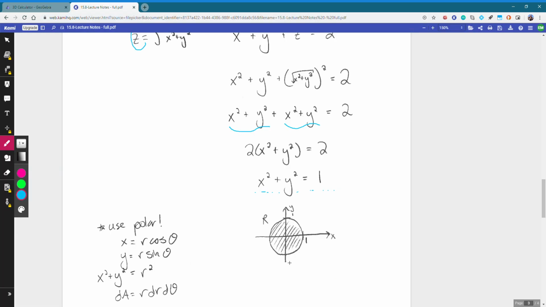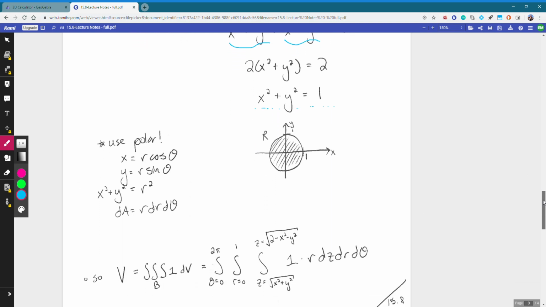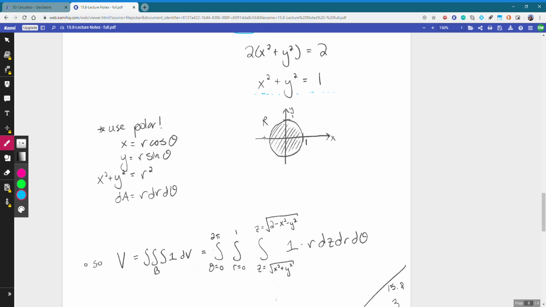Yeah, and so again, the idea here is, hey, this is a nice circular region. Let's use polar to describe this. So we're in the XY plane, so our standard equations hold. And we can now fully set up our triple integral. This is the integral that we're starting with, and we found our starting and stopping instructions for z.